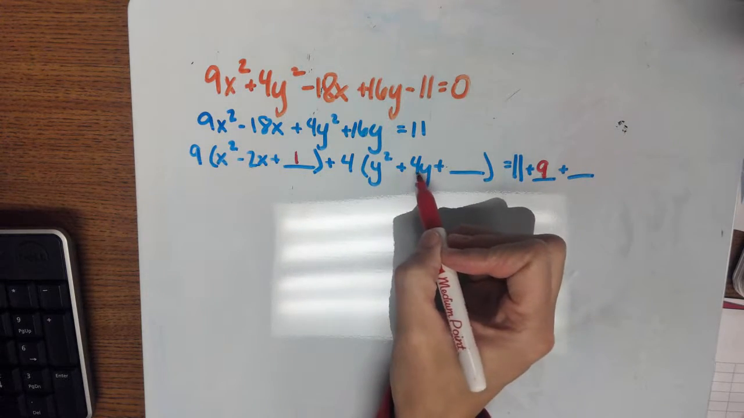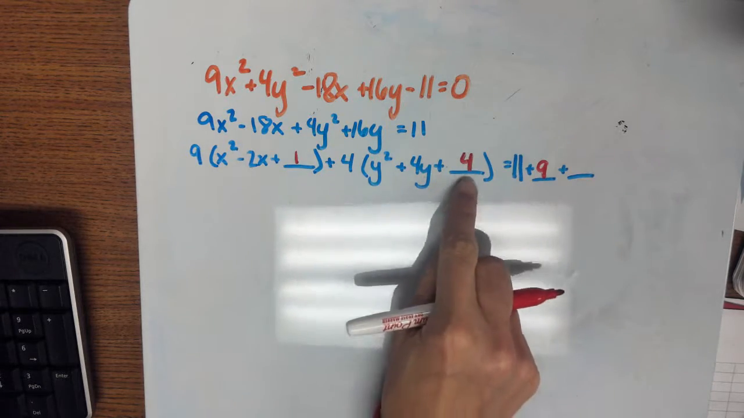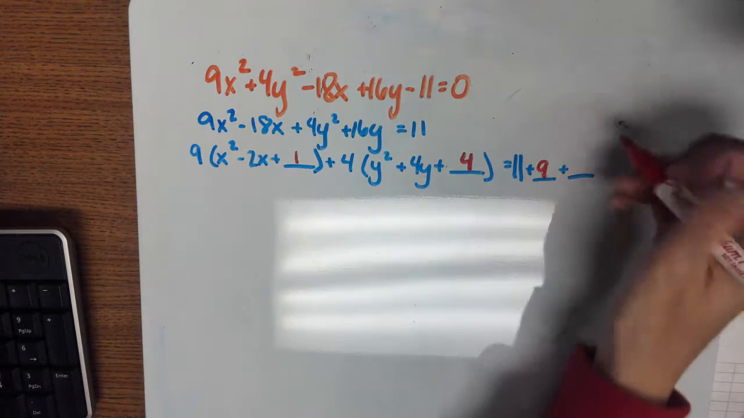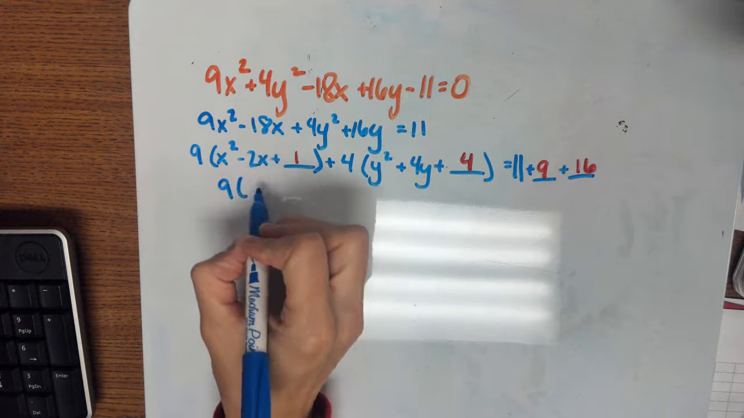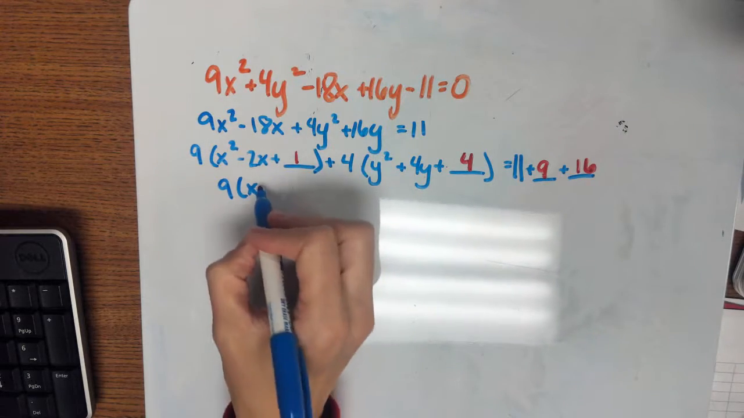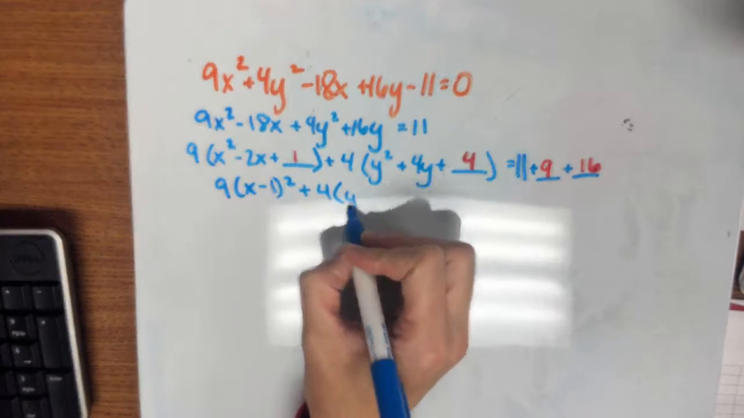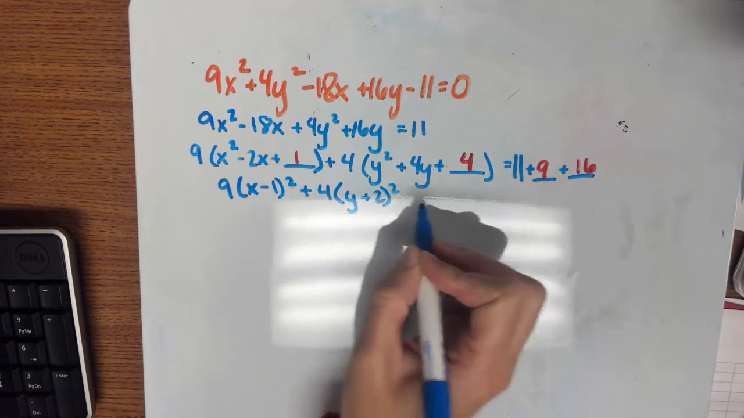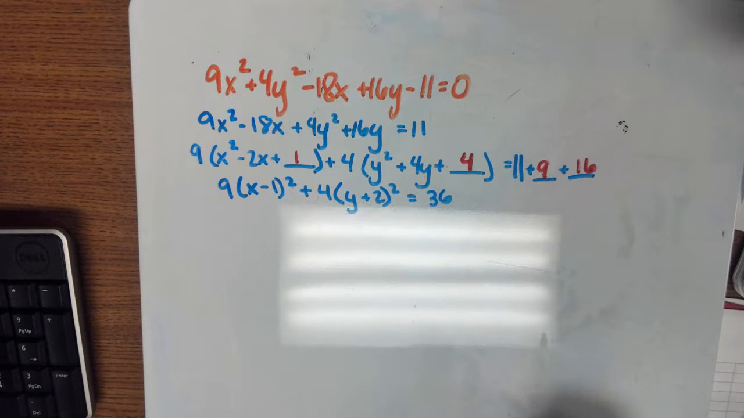Then here we're going to take half of b, which is going to be positive 2. Positive 2 squared is 4, but I'm actually adding 4 times 4, so I'm really going to add 16 over here. So now we're going to go through the same process that we are used to with completing the square. We're going to drop down my 9, and remember it always factors itself, so half of b was negative 1, and then we have 4, and then half of b here was 2, and then that's going to give me 36 when I add those together.